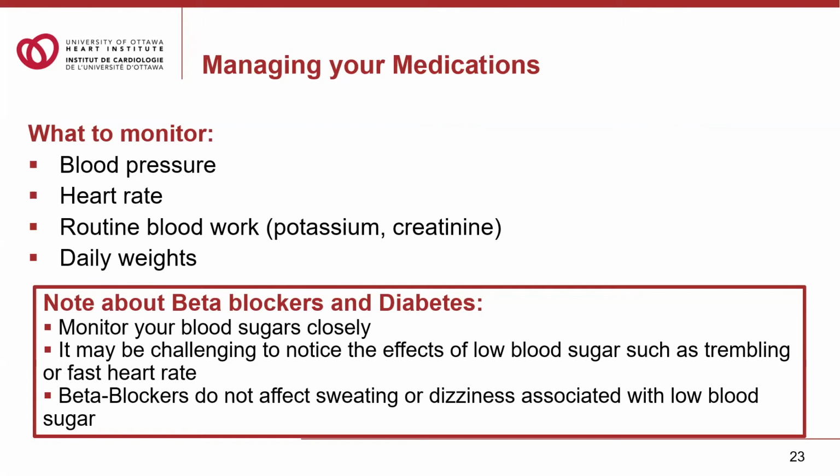An important note about beta blockers and diabetes: it's important that you monitor your blood sugars closely when you're on this medication and you do have diabetes. It may be challenging to notice the effects of low blood sugar, such as trembling or a fast heart rate. Beta blockers do not affect the sweating or dizziness associated with low blood sugars. It is really important that you keep an eye on your sugars because some of the effects might not be as noticeable.